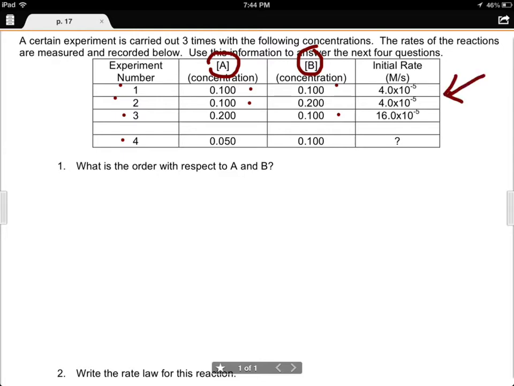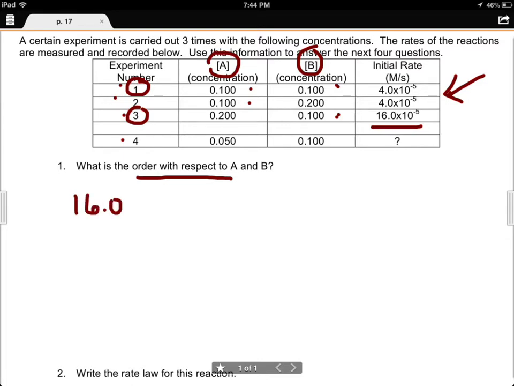The first thing I'm going to do is calculate the order with respect to A. So you want to find 2 experiments such that the concentration of A changed but B did not. I'm going to pick specifically experiment number 1 and experiment number 3, because you'll notice the concentration of A changes but B stays at 0.1. So you write 2 expressions for both of those experiments. Because the rate for experiment number 3 is faster, I'm going to write a rate law expression using experiment number 3.